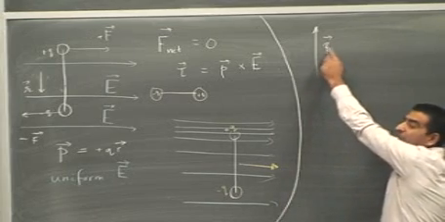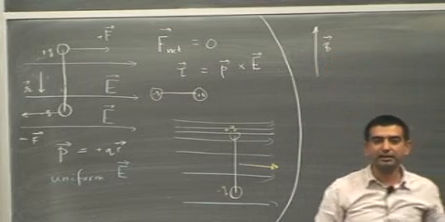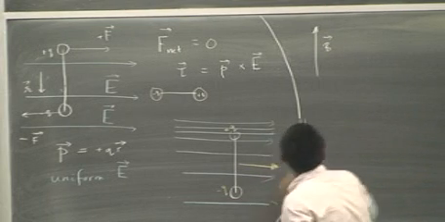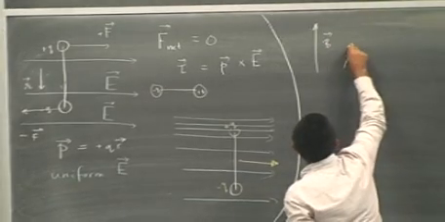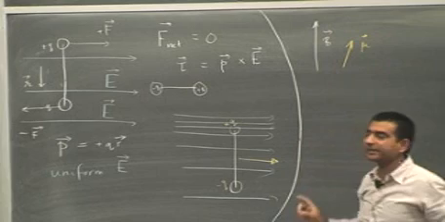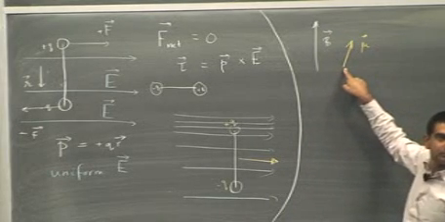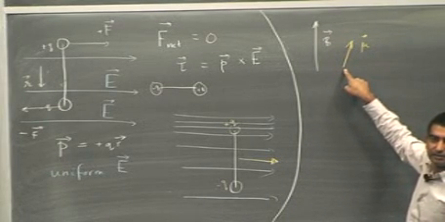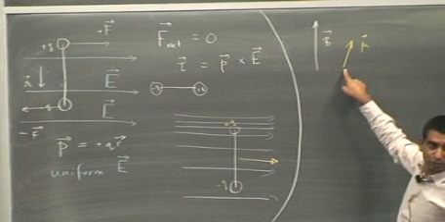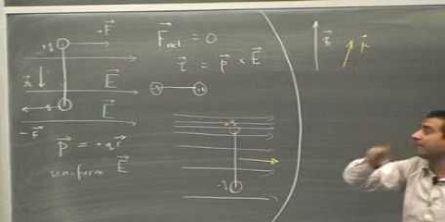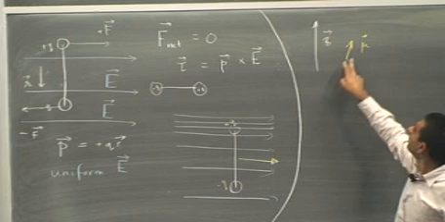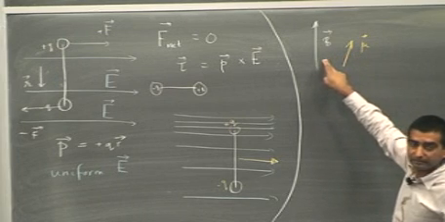We have a field B, and you have a magnetic moment mu. Can I represent the magnetic moment by an arrow? Yes, because it's just a magnetic dipole, it's a vector. So magnetic dipole moments are also represented by an arrow. So this is mu, this is B.